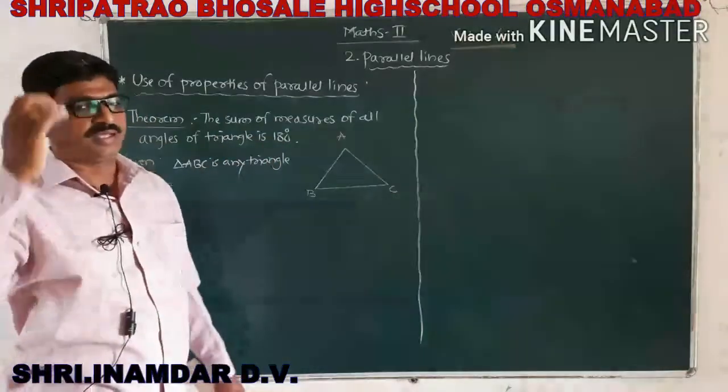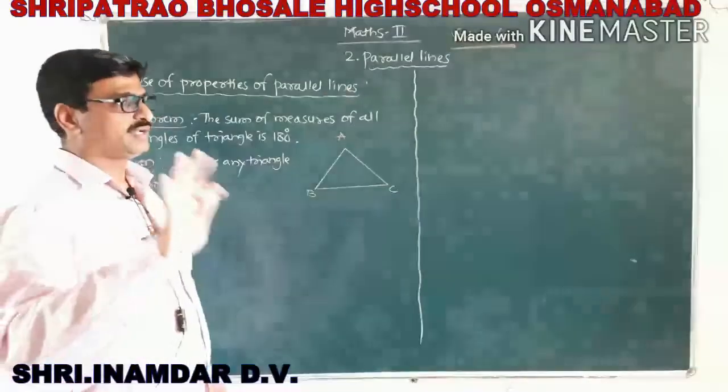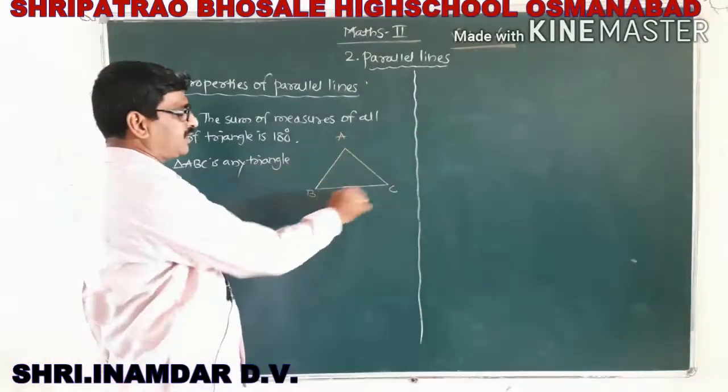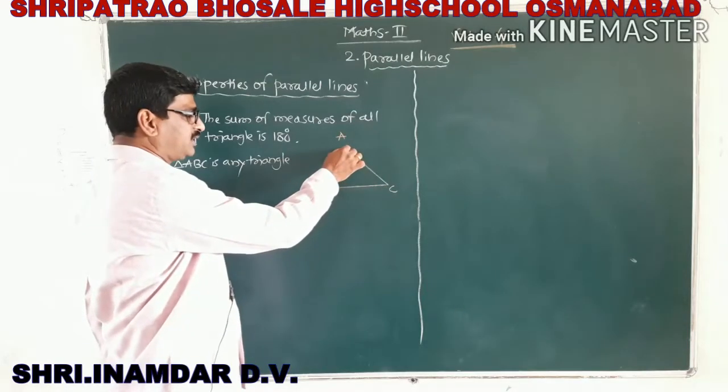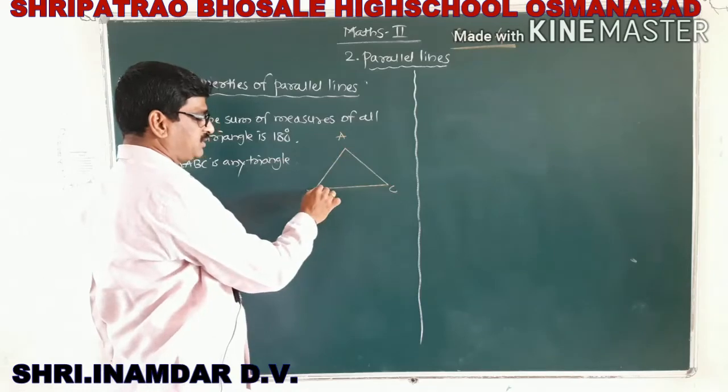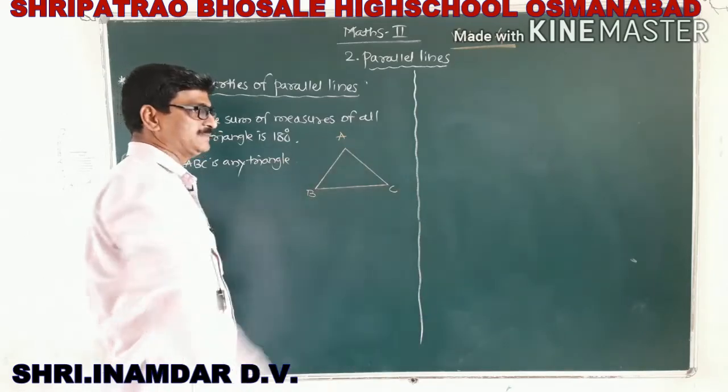We know that if there is a triangle, then there are 3 angles. So what are the names? In triangle ABC, we write 3 names: angle ABC, angle ACB and angle BAC.